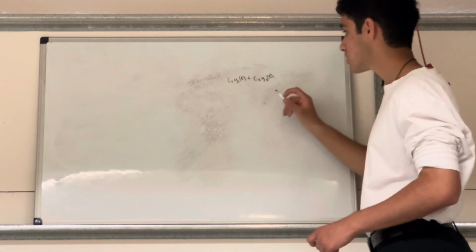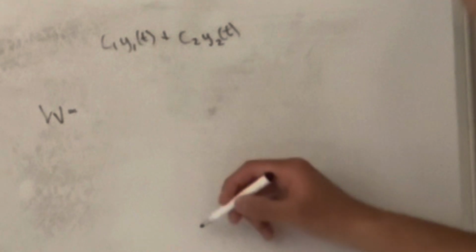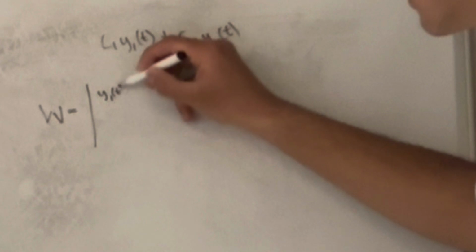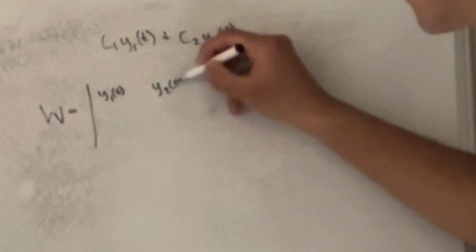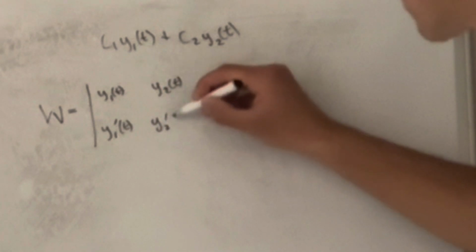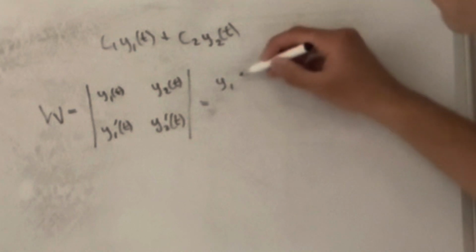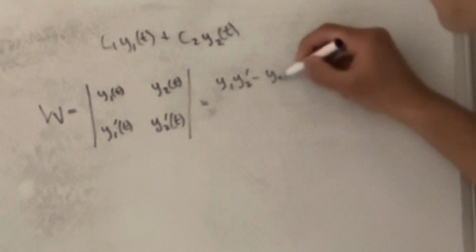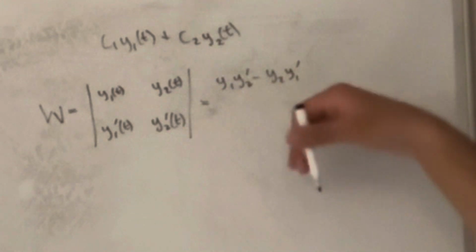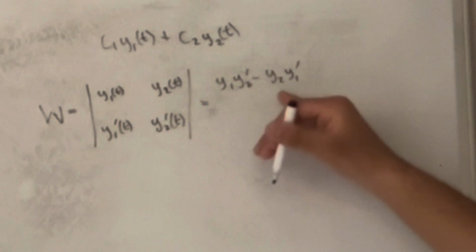And when you want to test that, you use what's called the Wronskian. The Wronskian is just equal to the determinant of y1 of t, y2 of t, and then over here you have y1 prime of t and y2 prime of t. If you're familiar with determinants, you should know that this is just y1 y2 prime minus y2 y1 prime. I've omitted the brackets t for all of them because it's just a lot of writing, but you know what I mean. So this is a Wronskian determinant, right?